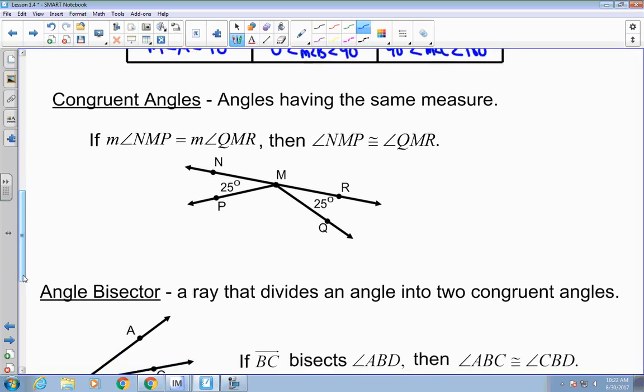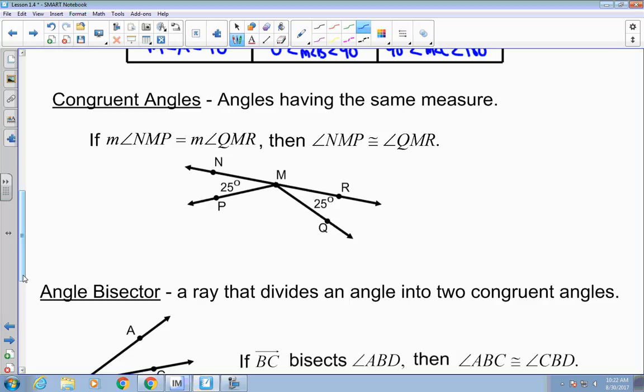Congruent angles. We talked about congruent segments last week. Congruent angles are angles that have the same measure. Now, see how they have a little m in front of it? They're talking about the measure of it. So the measure of NMP and the measure of QMR are equal. And notice they're both labeled by 25 degrees. If you know that two angles have the same measure, you can say that they're congruent.